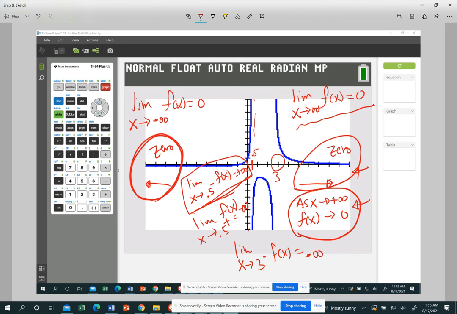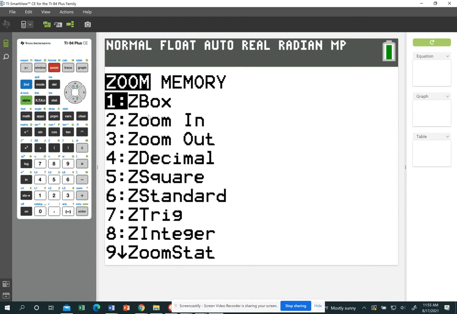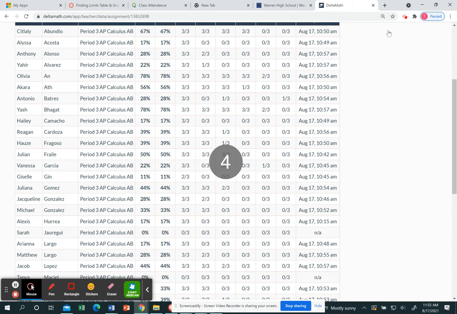Alright, so I'm hoping that you feel somewhat comfortable with graphing these things. You know that you can zoom in and zoom out and so on, right? There's a zoom button with zoom in and zoom out. Okay, so let's go ahead and sign into your Delta Math.